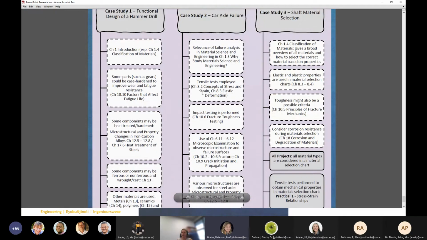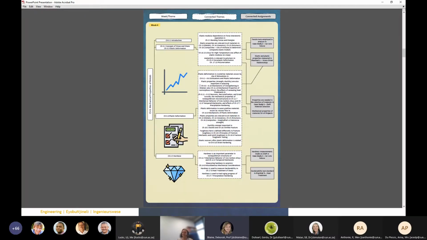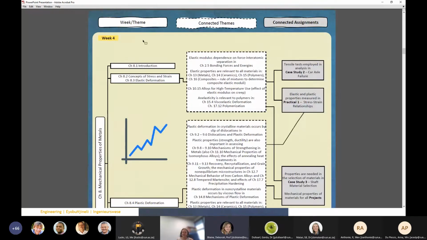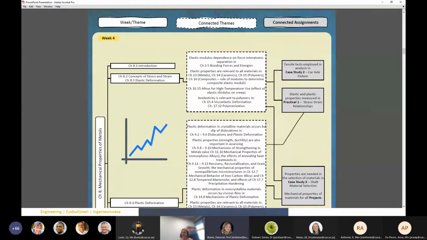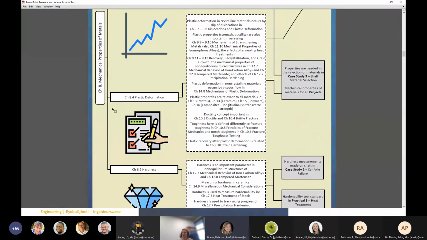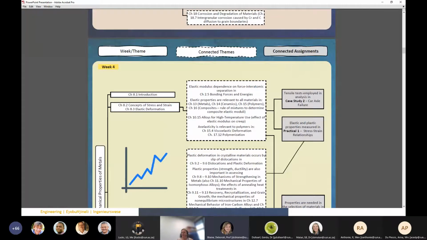So let's say, okay, I'm going to start here and I want to know how tensile tests are employed. Okay, now I can go and look here, and it links to another part of the document. This is week 4's content. This is the themes of week 4, or the content, and then these are the other chapters that this content feeds into later along the line. Then this content here is baseline content that you're going to need to be able to complete case study 2, which is where we just came from, and also practical 1.